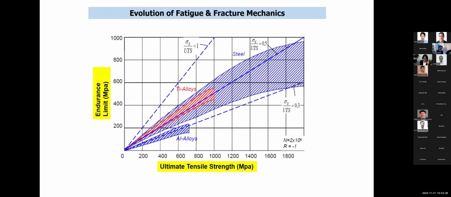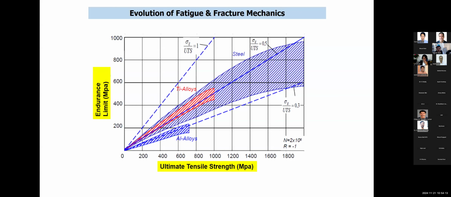This is a typical diagram you find in many books. What we have plotted is the endurance limit versus the ultimate tensile strength. If you look at the axis here, I can follow one line where sigma E upon UTS is 1. That means if the UTS is 1000, the endurance limit is also 1000. So ideally, if there is no fatigue failure, we shall expect this.